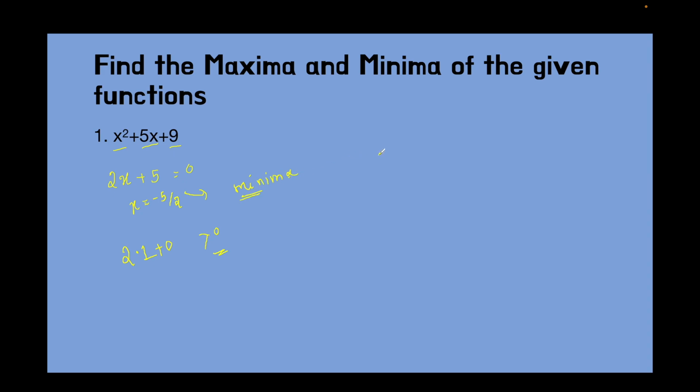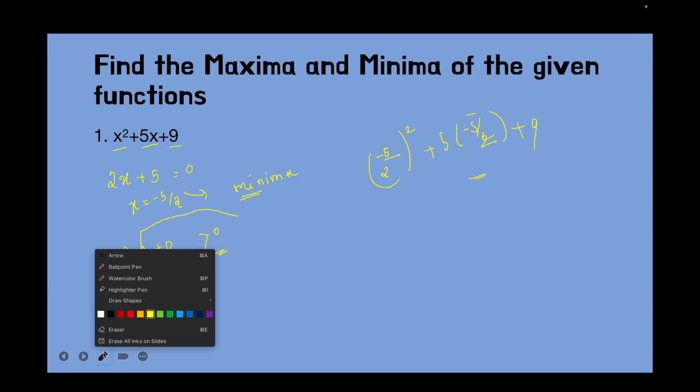What is the minimum value? Put x is equal to minus 5 by 2 in the given question. So what is it? Minus 5 by 2 whole square plus 5 times of minus 5 by 2 plus 9. Okay, whatever value you get, that's the minimum value. Okay, now this process of finding is fine.